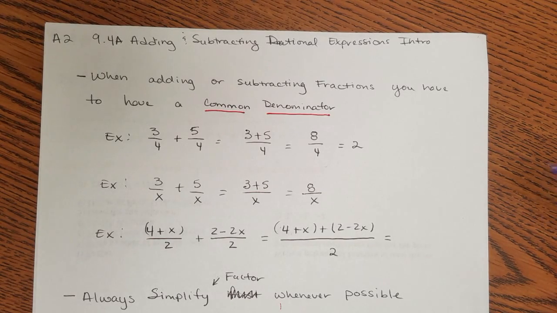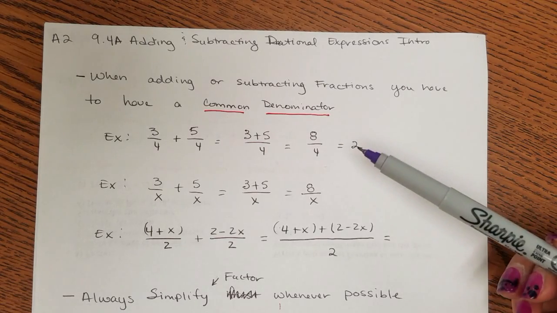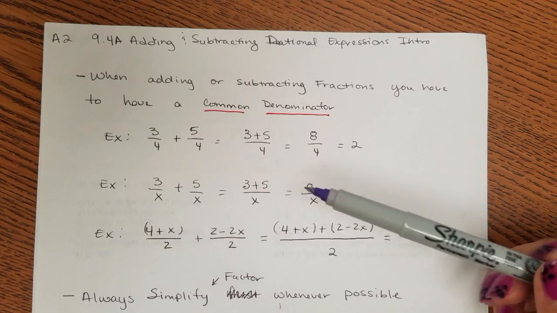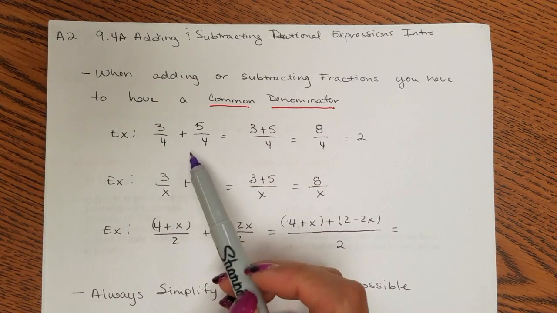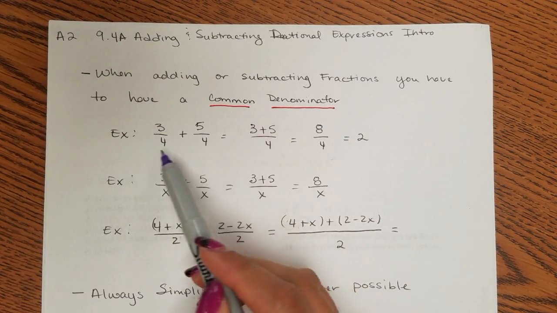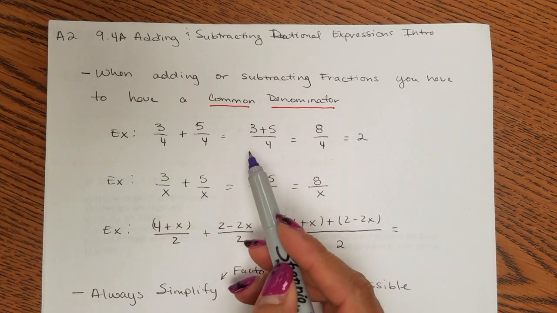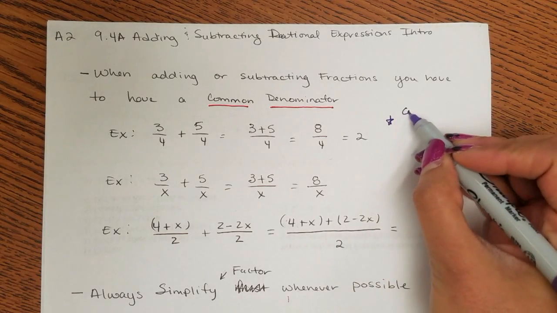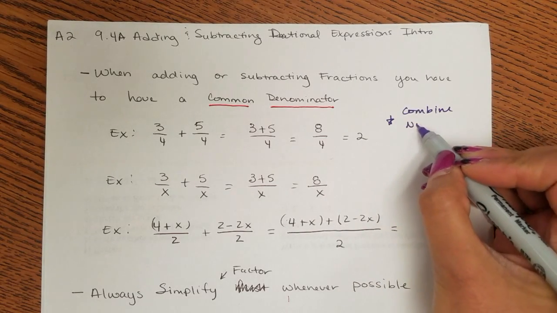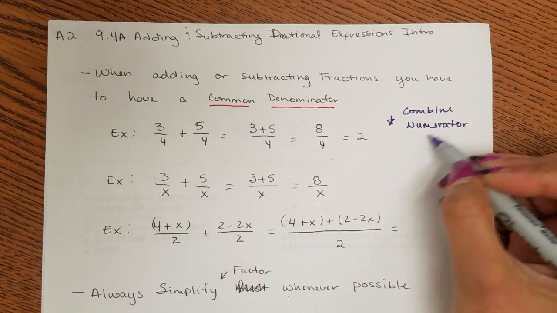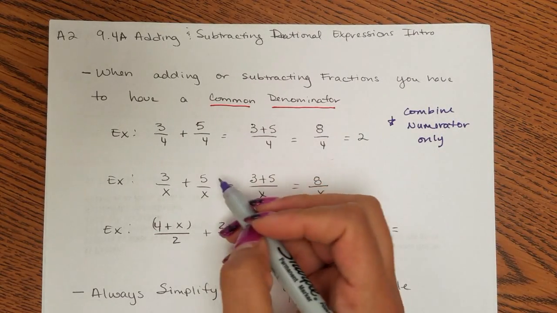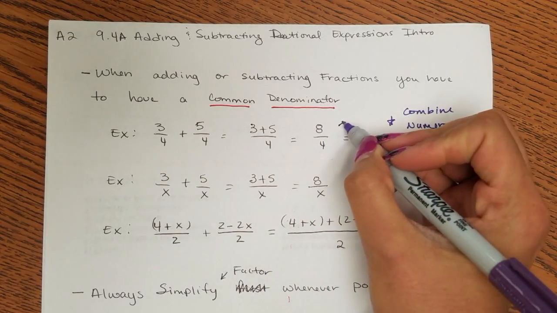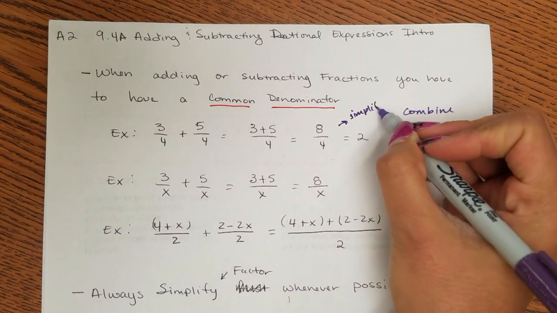So when you add and subtract fractions, and this is just basic arithmetic, you have to have a common denominator, so it has to be the same. For example, if I'm adding 3 over 4 plus 5 over 4, they have the same number in the bottom, so you can add them. When you add, you are only combining the numerator, okay? So remember that. You only combine the numerator. Okay, you never change what's in the denominator. So then we have 3 plus 5 is 8, and then you always simplify as your last step. Okay, that's all we're doing.